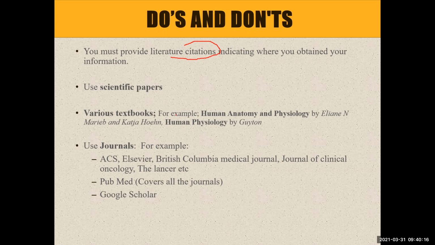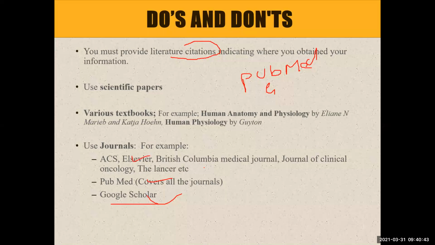You can use Google Scholar. That is an authentic one. You can use PubMed. PubMed covers all the journals, with information from all the good scientific journals. You can use any journal, because in medicine there are so many journals available. Like Elsevier, British Columbia Medical Journal, Journal of Clinical Oncology, and Lancet is the most reputed one, right? So use anything. Use any textbooks.